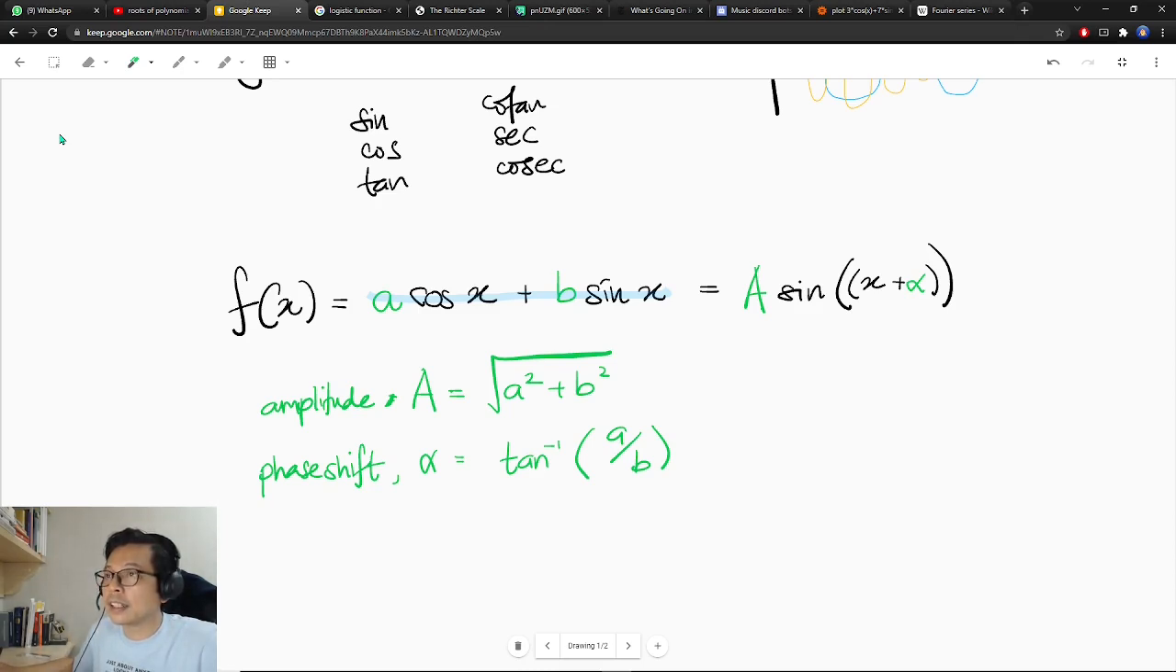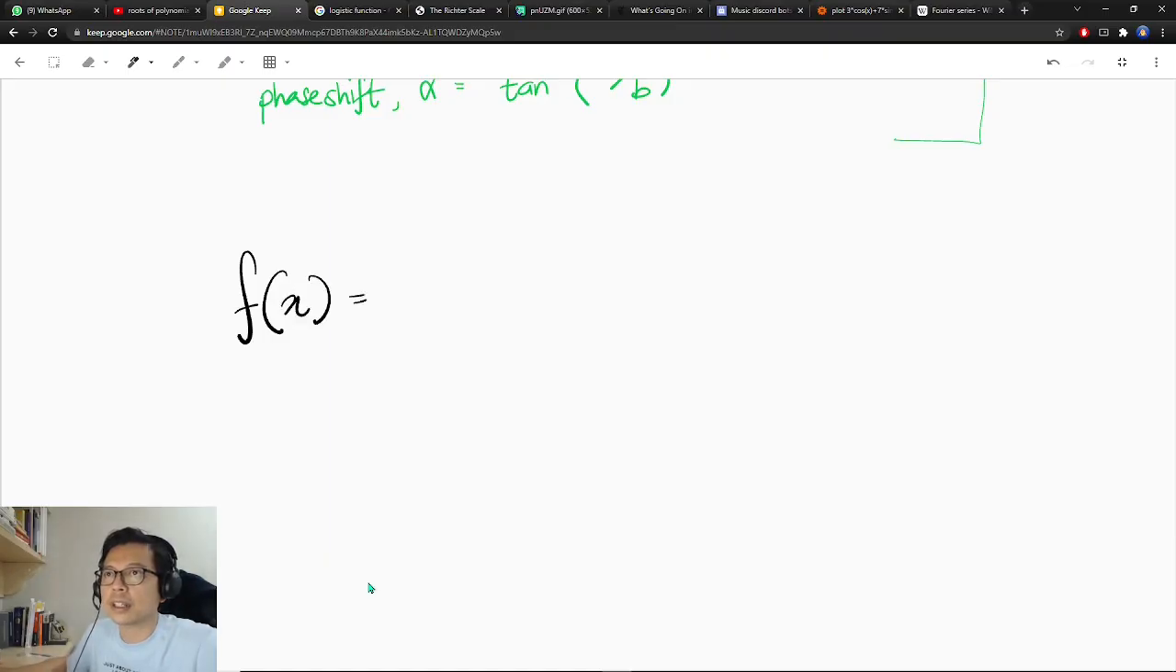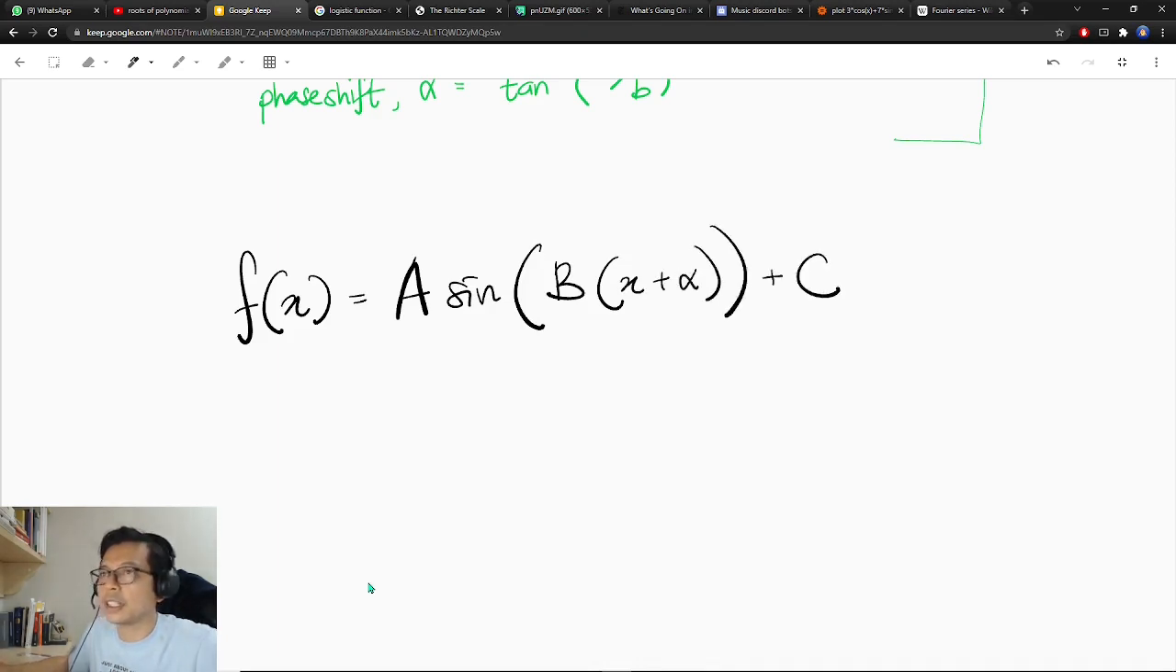Now, this here, I will put a box because it's important to know. It's a formula. If you want to change this into this, then you can use this formula right here. Yesterday, what we've learned is something like this: A times sine, in brackets, b x plus alpha, plus c.